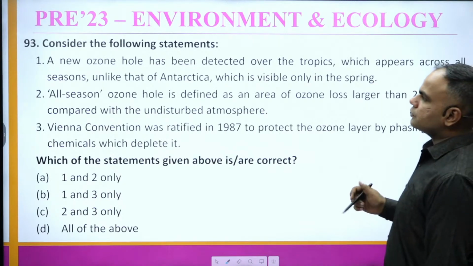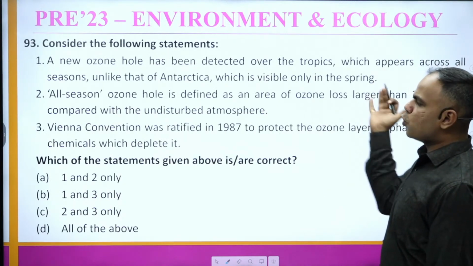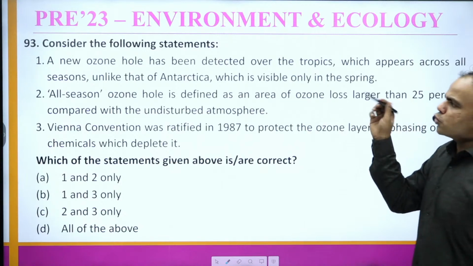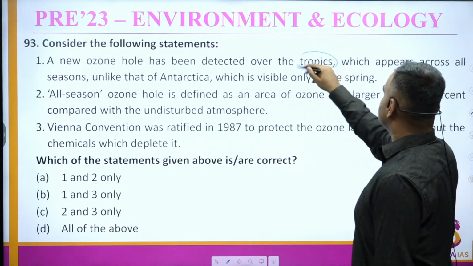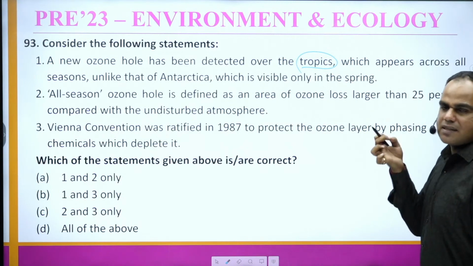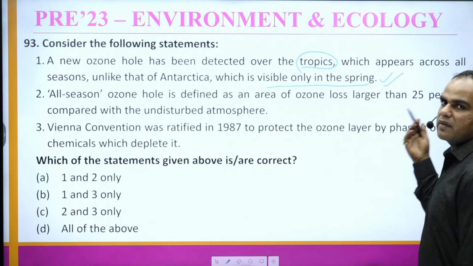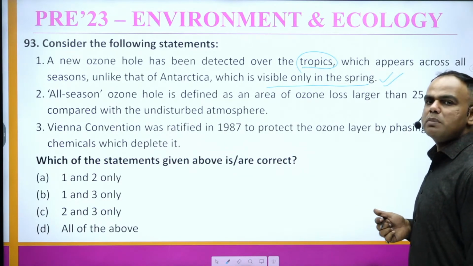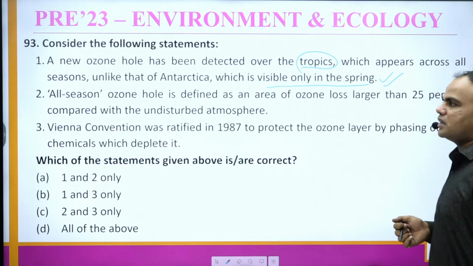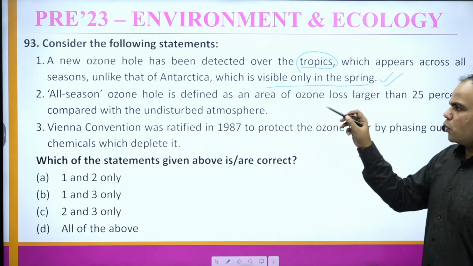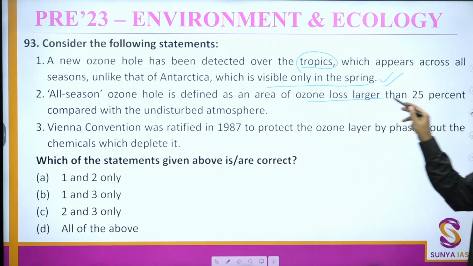Next, again we are talking of the ozone related components here, right? So question number 93, we'll have a look at it. Number 1, a new ozone hole has been detected over the tropics, which appears across all seasons, unlike that of Antarctica, which is visible in the spring. We have also seen why the ozone depletion happens in the spring in case of Antarctica. This is true, right?